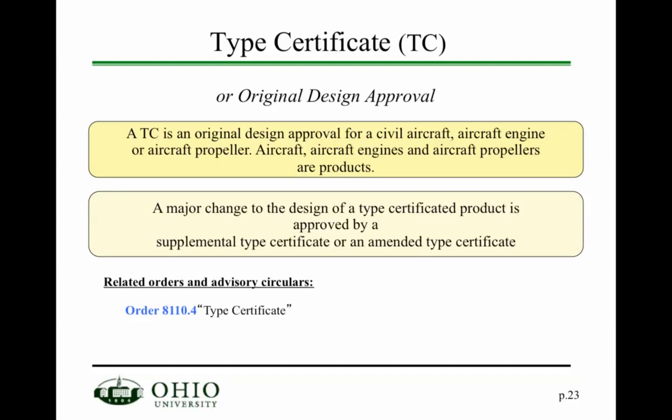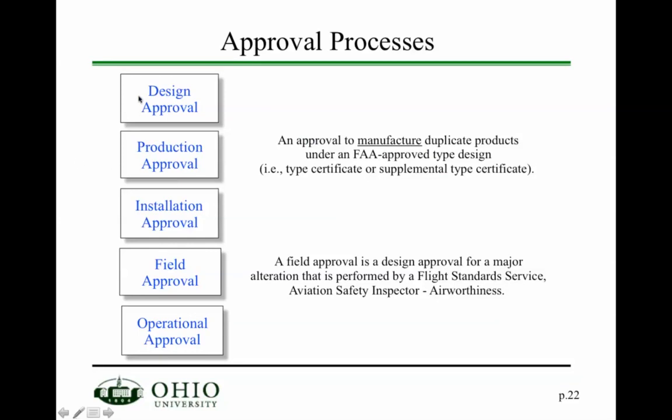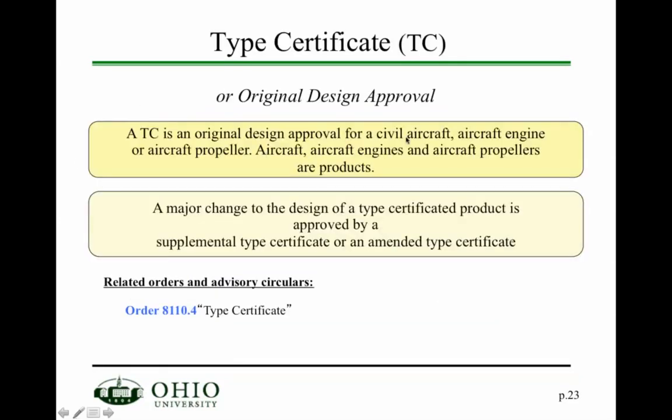Now, the first one we're going to look at is a type certificate, which we often refer to as an original design approval. So really, in this case, you're getting a design approval, the first category, of a civil aircraft, an engine, or a propeller. Okay? If you want to make a major change to this design that's already there, you would need either a supplemental or amended type certificate. Now, if you want to look at some of the responsibilities of FAA personnel, you have to look in order 8110.4, which is regarding the type certificate.